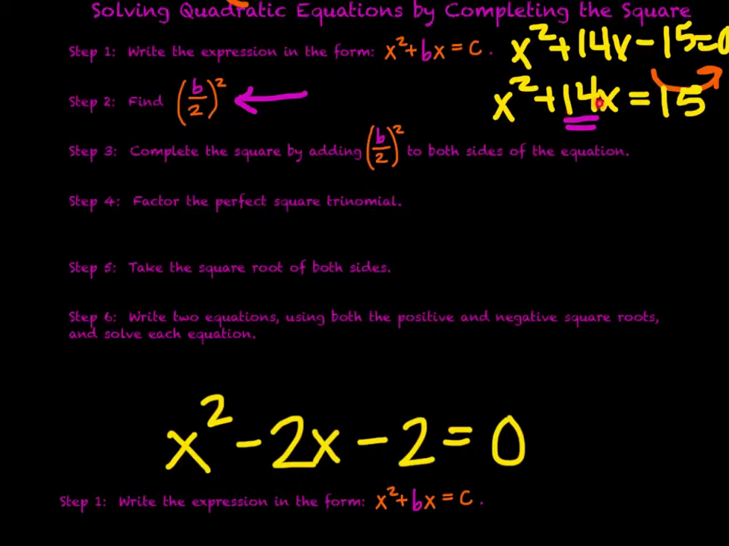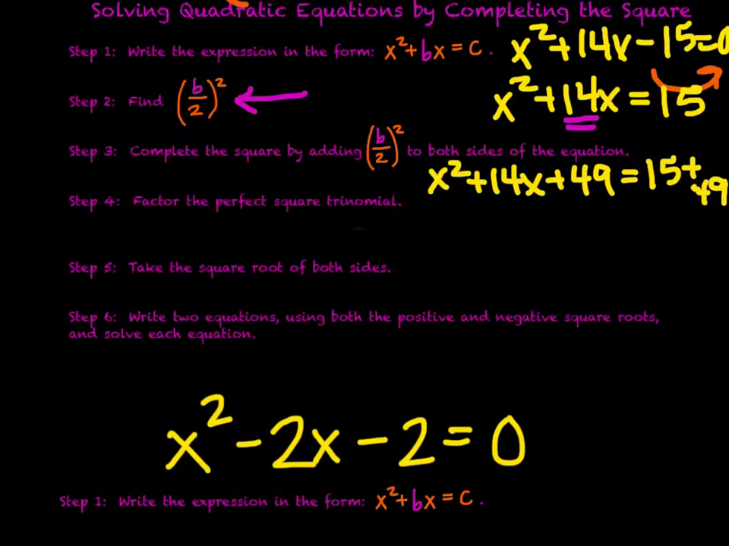So in this case, we have the 14. If we were to divide 14 by 2, we get 7, and we have 49 that we're going to then add to both sides. So we'd have x squared plus 14x plus 49 on one side, and on the other side we have 15 plus 49. Okay, so we're adding it to both sides, and that's really important.